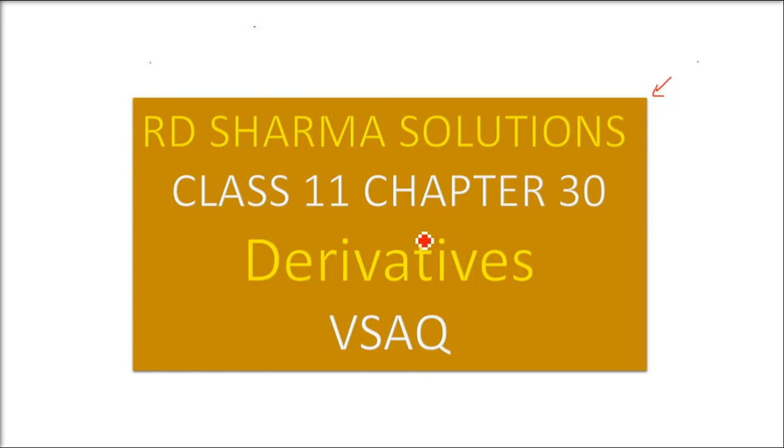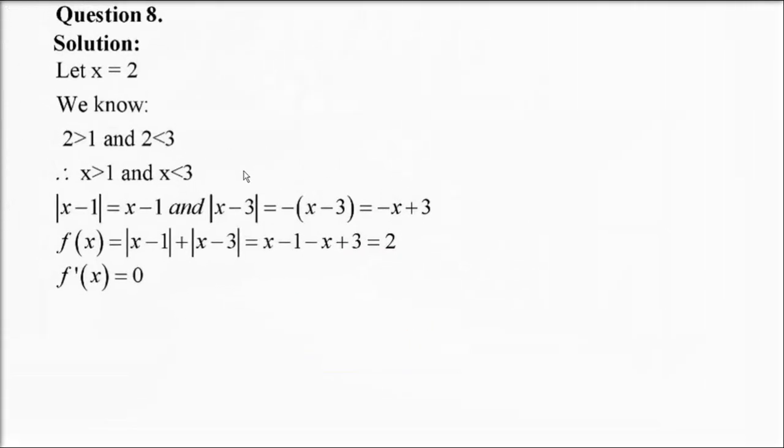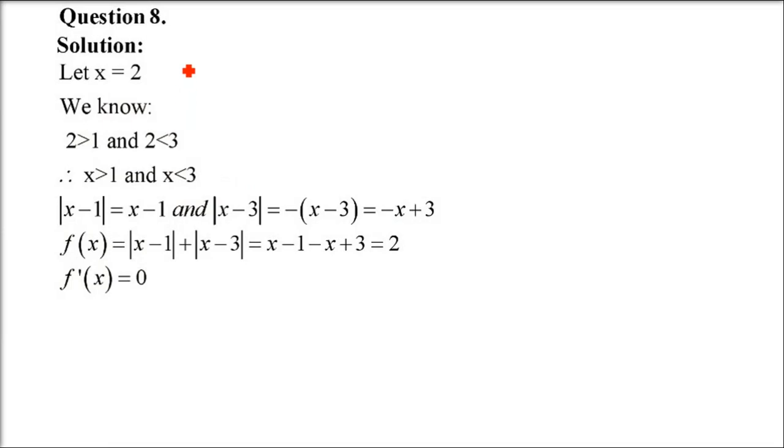This is R.D. Sharma's solution, class 11, chapter 30, derivatives, VSAQ, very short answer question. This is question number 8. Write the value of the derivative of f(x), where f(x) is given as mod(x minus 1) plus mod(x minus 3), at x equals 2.